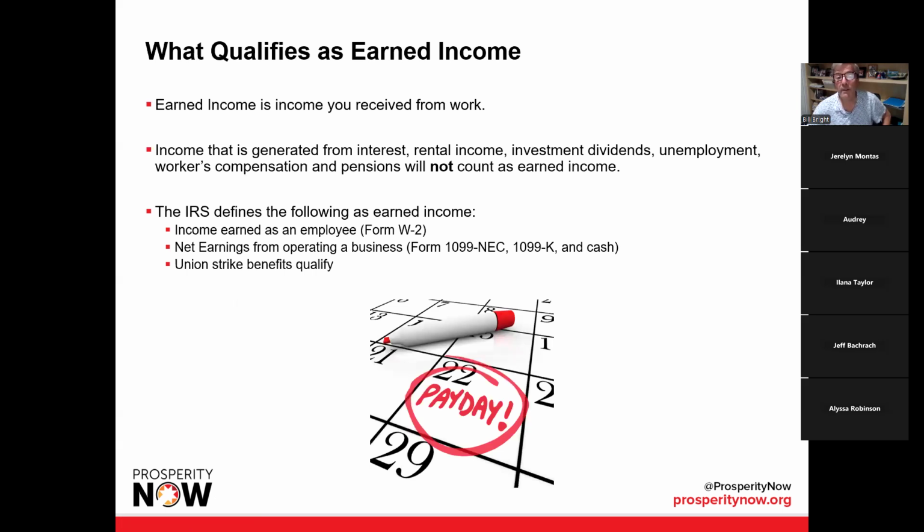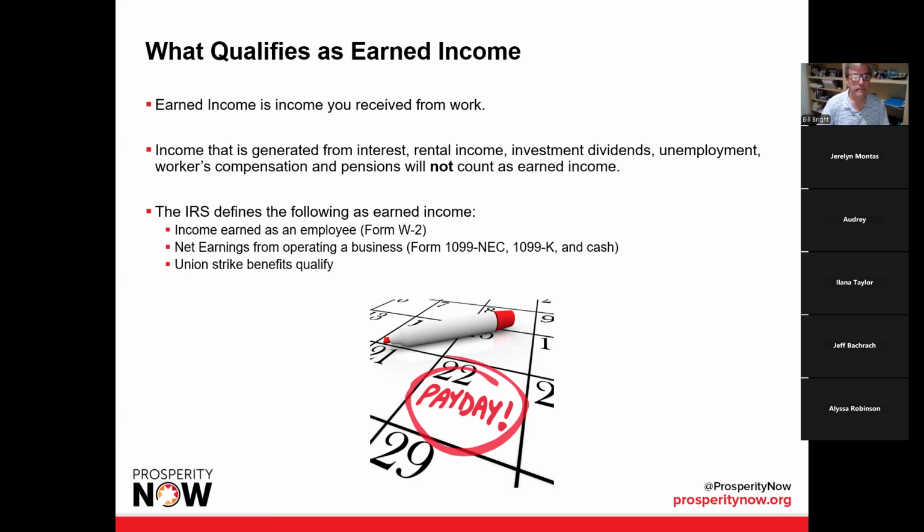All right, what qualifies as earned income? We talked about this last week. Again, it's income you receive for work, which takes out things like interest, rental income, dividends, unemployment, workers' comp, and pensions that are not counted as earned income. So if you get a pension and you're disabled and you're under 65, that can be counted as earned income for purposes of the earned income credit. Now, in that case, you're also going to pay tax on that. But again, generally, it's going to be the better situation.